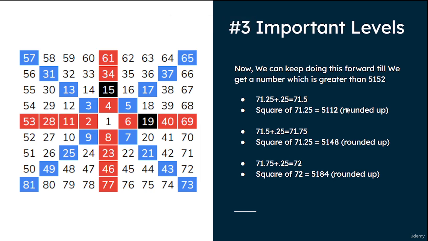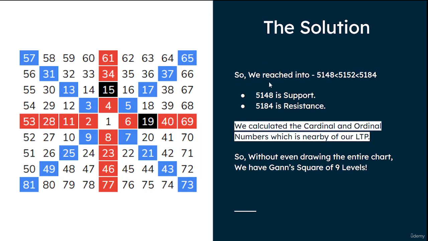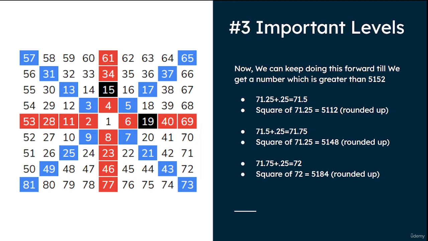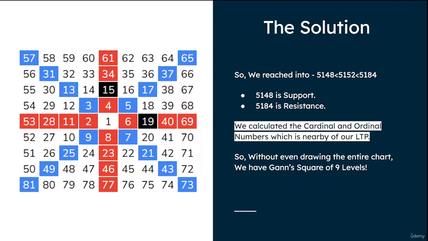Now as you got the pivot points, you can see where it lies. It has to lie between two pivot points. So 5142 is the support and 5184 is the resistance. We got this number from the previous calculations. Without even drawing the entire chart, we have Gann square of 9 levels.